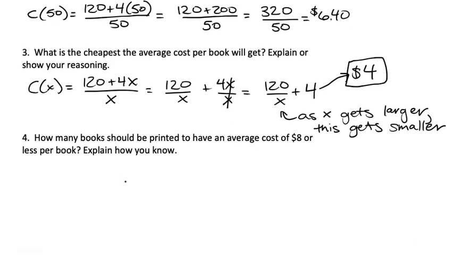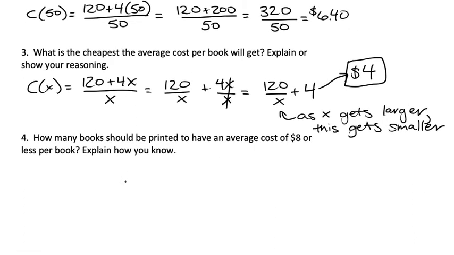And then question 4 says, how many books should be printed to have an average cost of $8 or less per book? Explain how you know. So now my average cost I'm going to plug in here on the left side for C of x. I'm going to plug in 8 for that and then solve the equation that results for x because I want to know how many books should be printed.